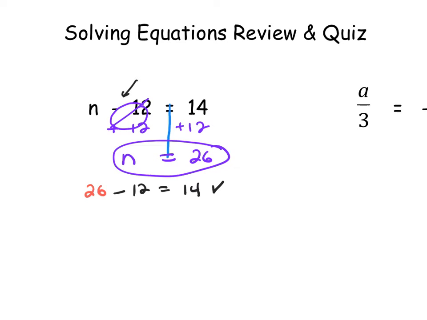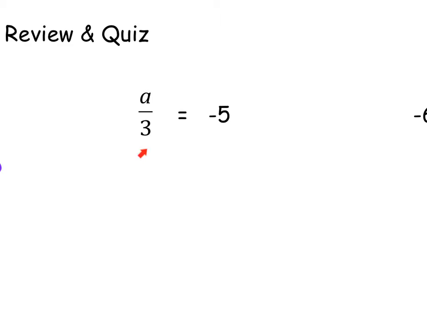So now let's go on to the next equation. Our next equation looks quite different. So we have to ask ourselves, well, what does this mean? I have a divided by 3. This is kind of our high school way of using division. So if I have a divided by 3, the opposite of dividing by 3 would be to multiply by 3.